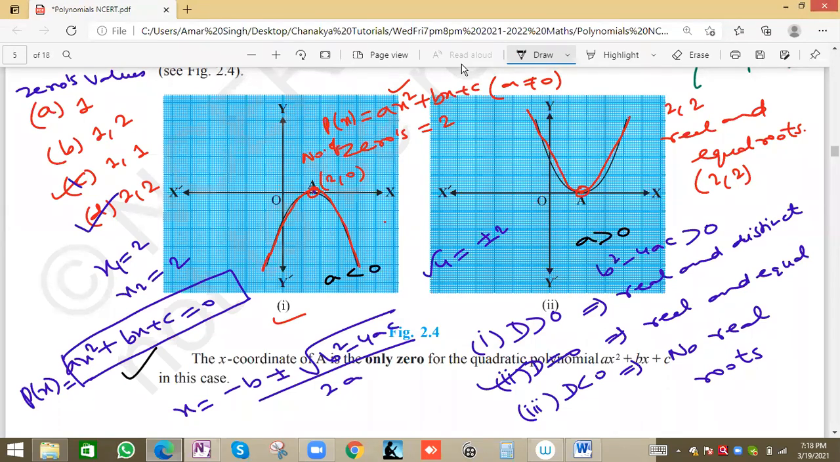Please note the steps. Then we'll see some other questions. Okay.